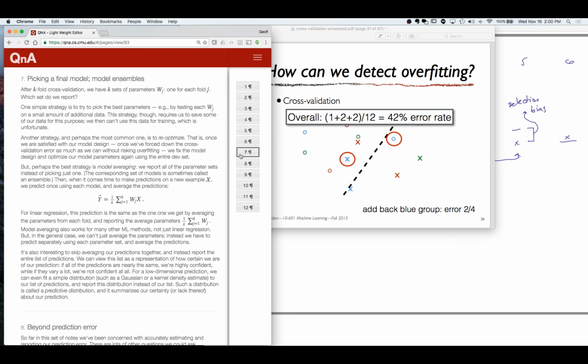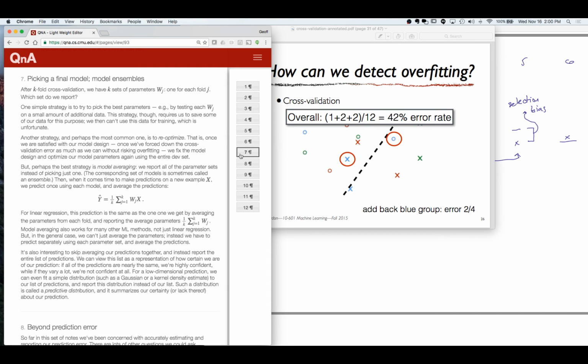All right, so we've done cross-validation, and we had k folds, which means we have k different sets of parameters. We got one parameter set every time we trained on a different set of k-1 folds.